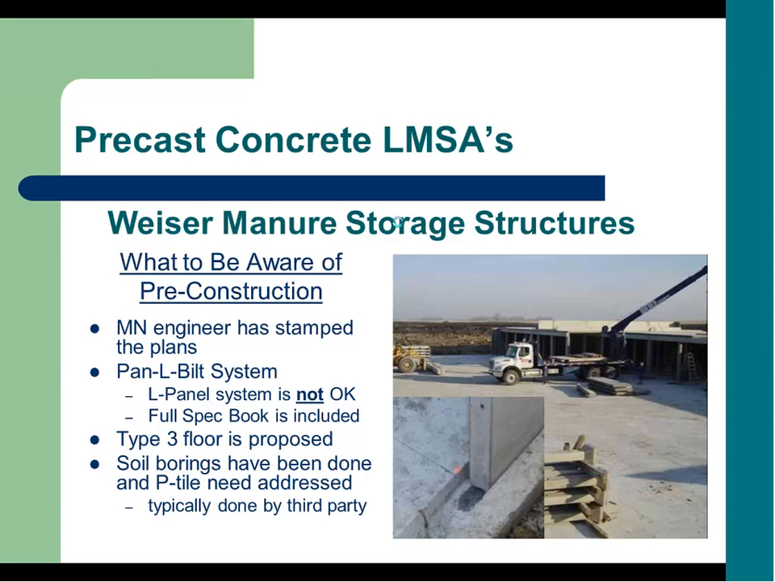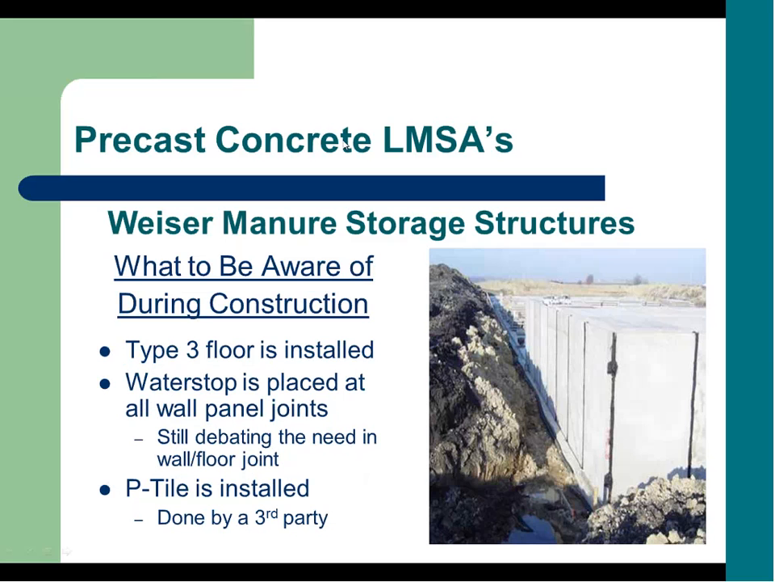A Type 3 floor is often proposed, and we make sure a Type 3 floor is being spec'd out. Soil borings have been done, and perimeter tile is needed and addressed. Typically by a third party, they're put in. During construction on a Weiser, a Type 3 floor was installed. The water stop is placed at the joints of the wall panels. We're still kind of debating on the need for a wall floor joint, but the perimeter tile is installed, and again, normally that will be done by a third party.